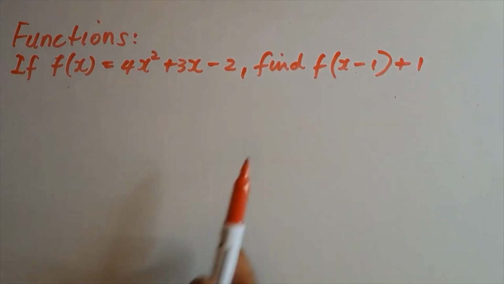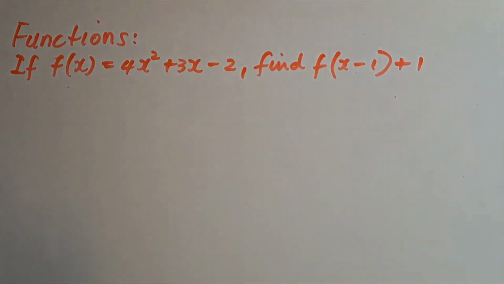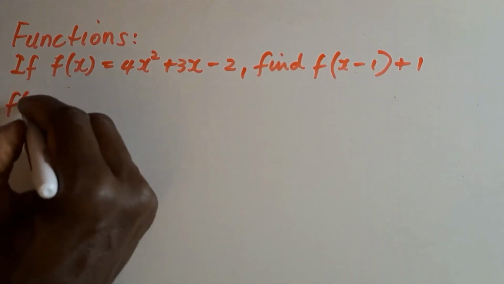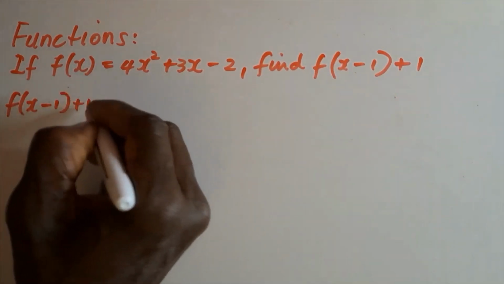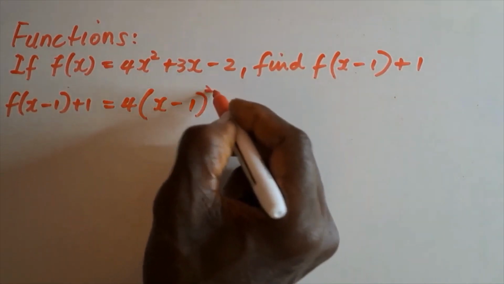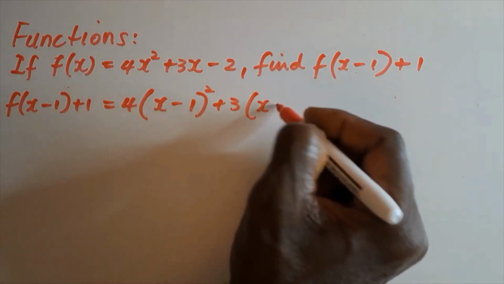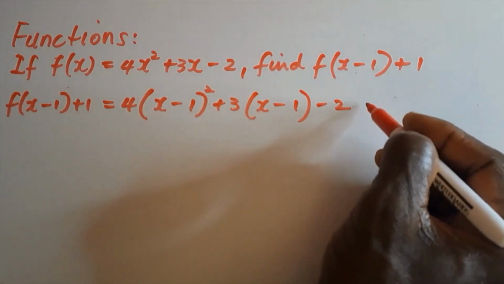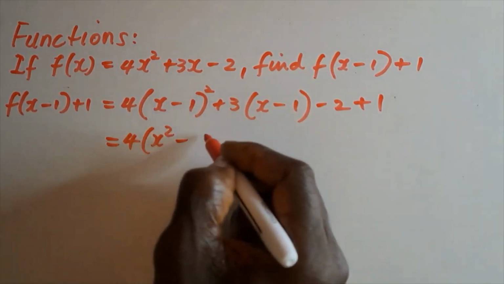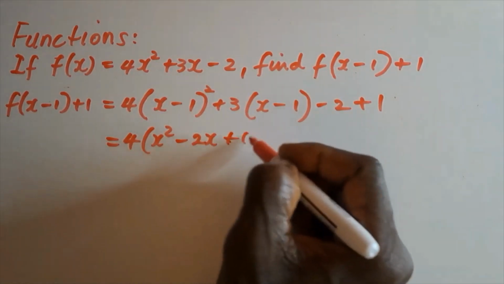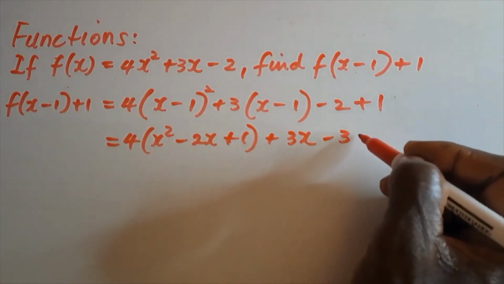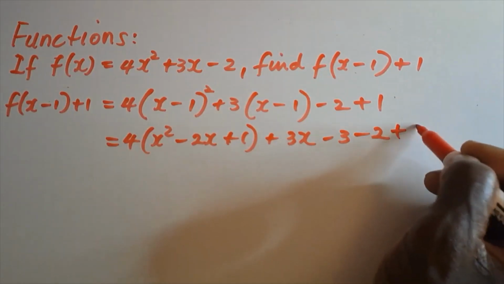Now what about if our input is x minus 1, and to that we add 1? So f of x minus 1 and 1 is equal to 4 brackets x minus 1 squared add 3 brackets x minus 1, minus 2 add 1. This gives us 4 into x squared minus 2x add 1, add 3x minus 3, minus 2 add 1.